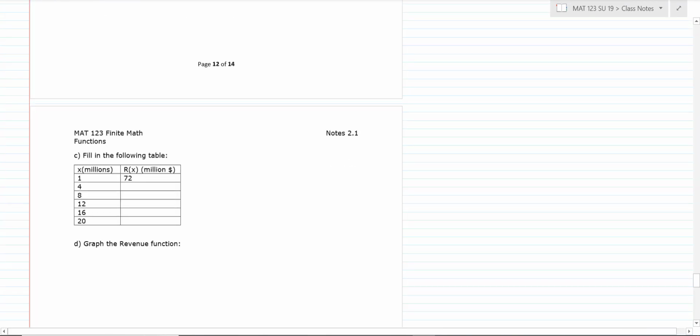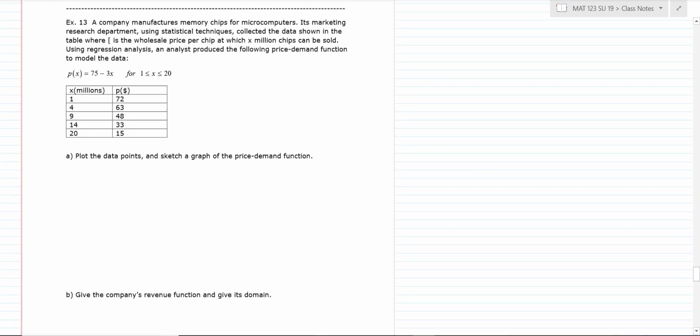All right, so we're going to look at several examples on this. For this example here, I want to go ahead and read it to you first. It says, a company manufactures memory chips for microcomputers. Its marketing research department, using statistical techniques, collected the data shown in the table, where, I don't know, that symbol's wrong. I think that's the wholesale price per chip at which X million chips can be sold. So I think that's supposed to be X there, not that.